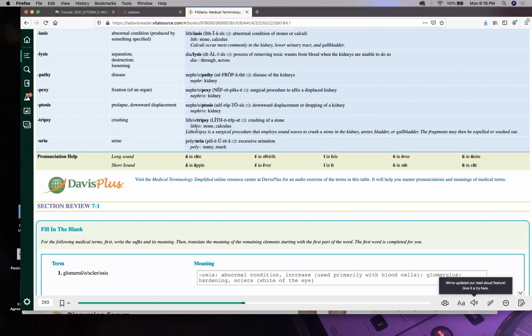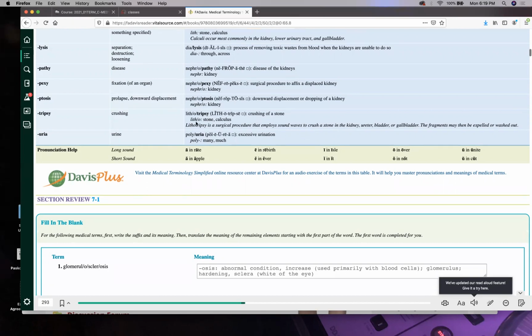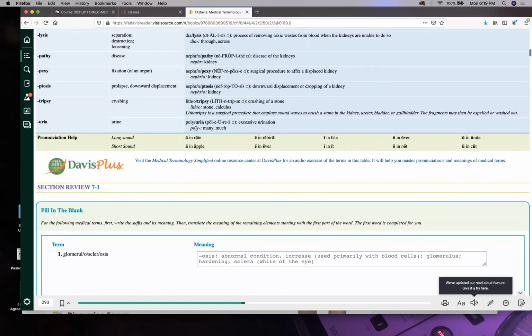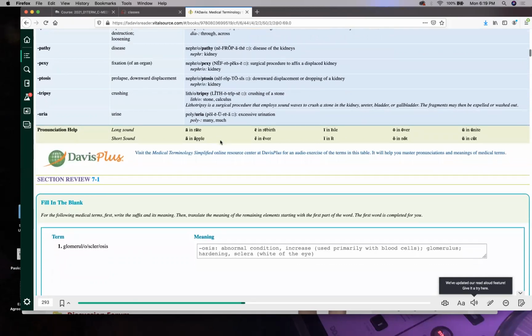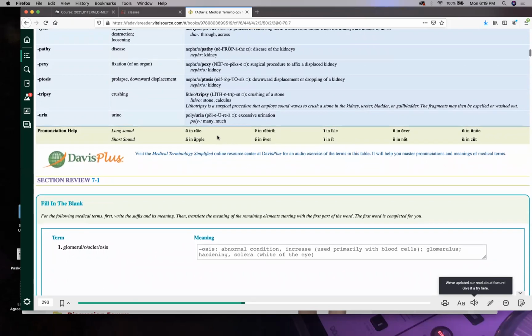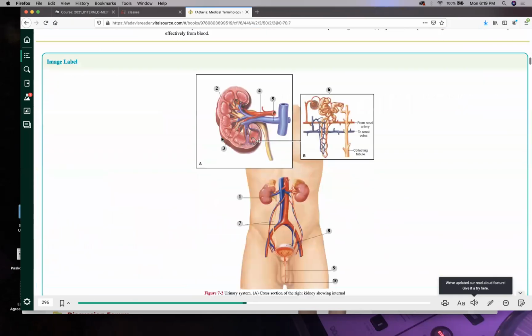Lithotripsy. Lith means stone. Tripsy is the process of destroying stones. And we use that with sound waves. We also use little tiny explosives too. Really crazy what nephrology can do. Polyuria. We already went over this when we talked about the 3 P's of diabetes mellitus. Polyuria means excessive urination. Polyphagia, excessive eating. Polydipsia, excessive drinking. And those were the 3 P's of diabetes mellitus.